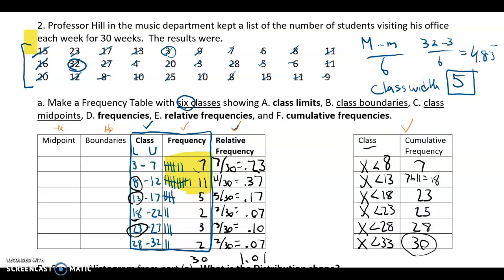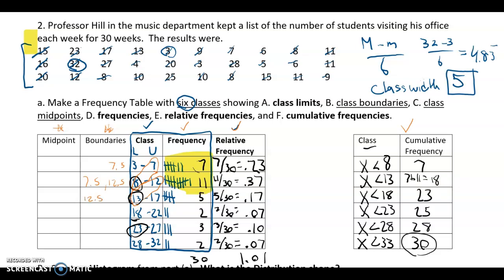The next step is for us to make a histogram. We can't make our histogram without finding the boundaries. So we're going to go over on the left here and find the boundaries. Remember, to get the boundaries, we're going to take an upper class limit and the next lower class limit and average them. So between 7 and 8, we'll get 7.5. And that bounds the first class from the second class. And then between 12 and 13, that will be 12.5.